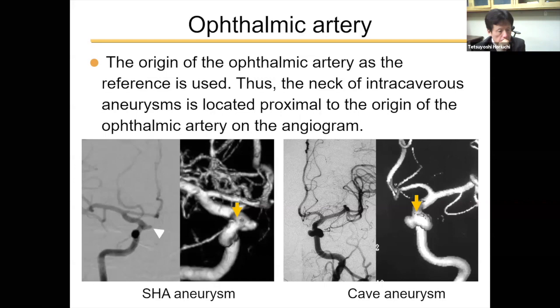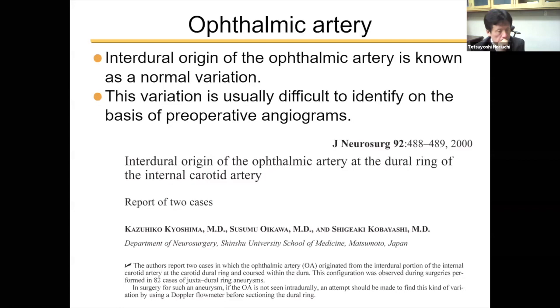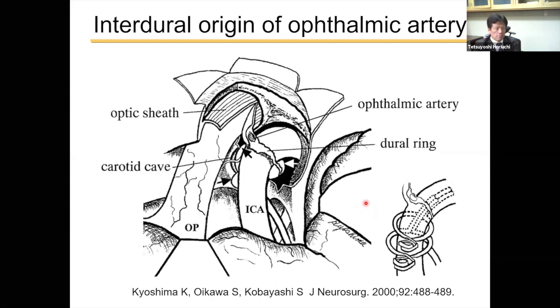In addition, intradural origin of the ophthalmic artery is known as a normal variation. This variation was reported in 2000 from Shinshu University. This normal variation is difficult to identify based on preoperative angiogram. This illustration, drawn by Dr. Kyoshima, shows intradural origin of the ophthalmic artery.